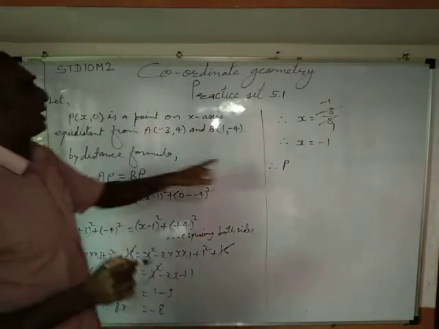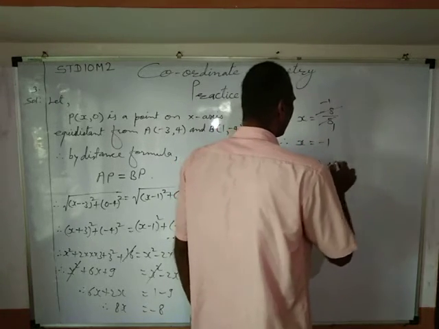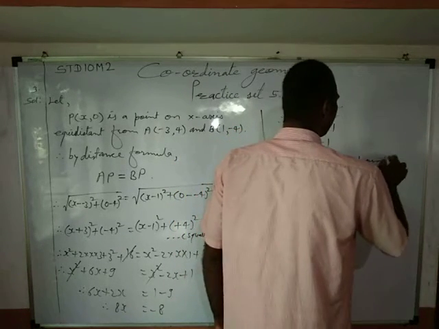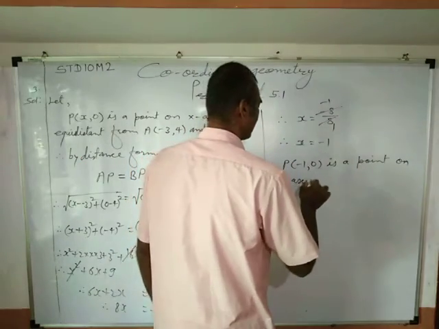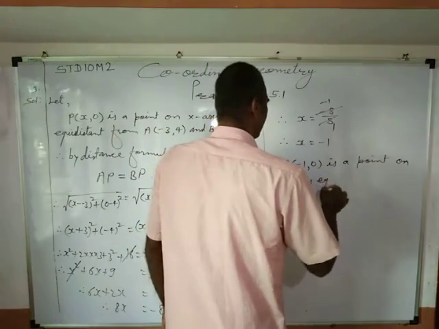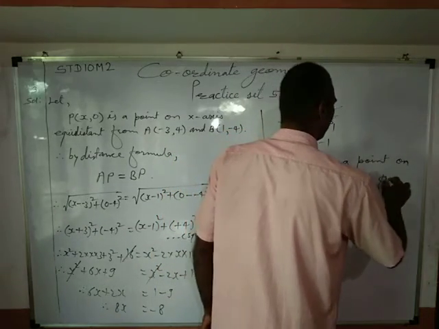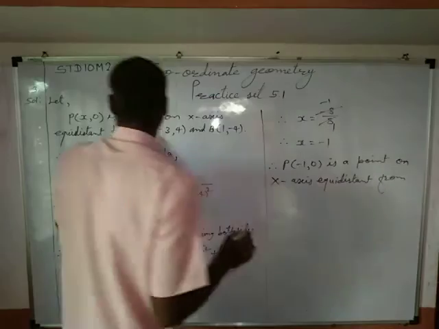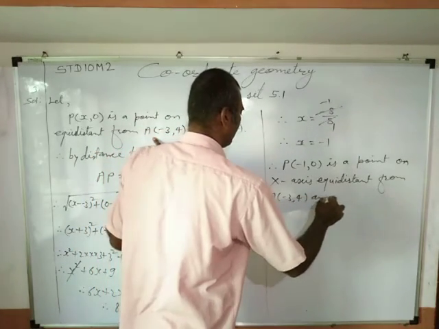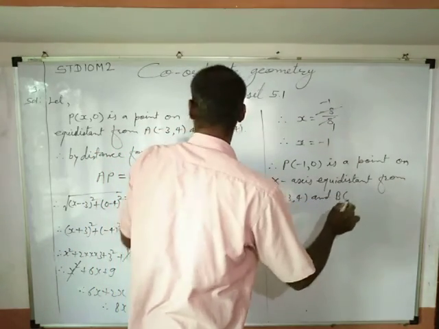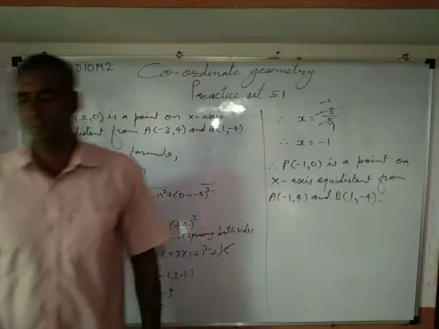Therefore P, whose coordinates are (x, 0), where the value of x is minus 1, P(-1, 0) is a point on the x-axis equidistant from A (-3, 4) and B (1, -4). Okay.